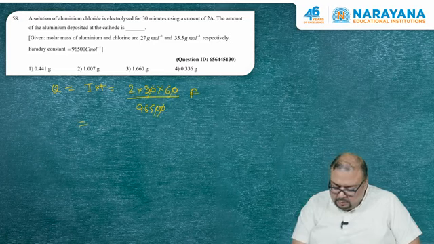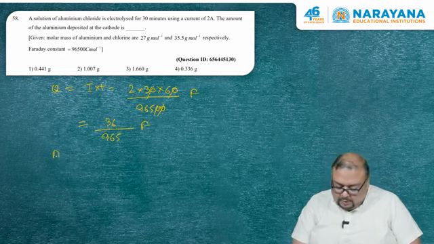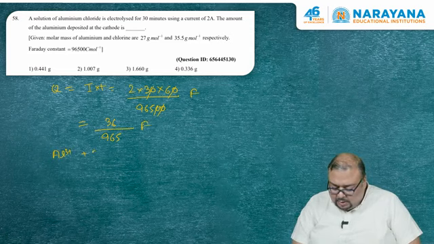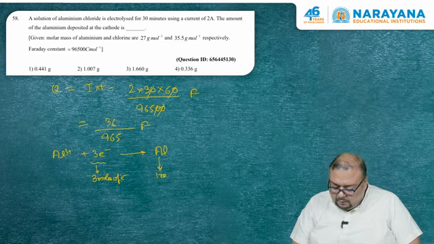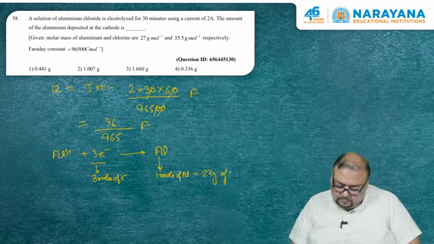So 36 by 965 Faradays. Now the equation is Al3+ plus 3 electrons giving aluminium. So 3 moles of electrons will give 1 mole of aluminium, which is equivalent to 27 grams of aluminium. Now 3 moles of electrons will be equal to 3 Faradays.